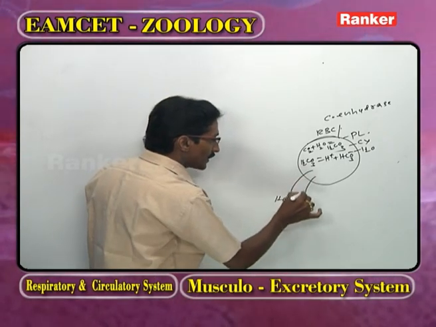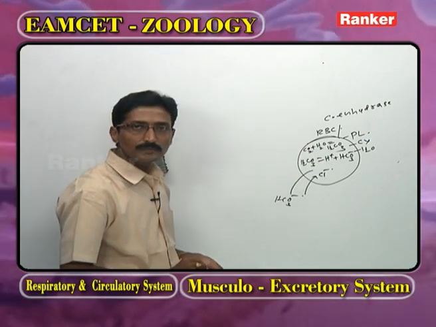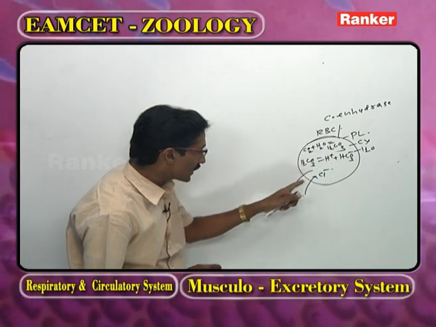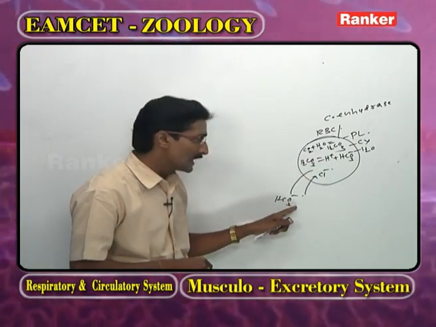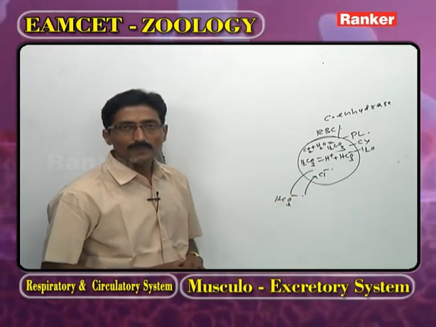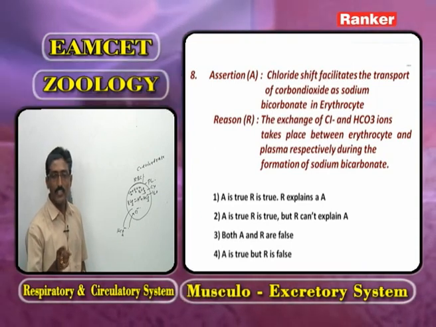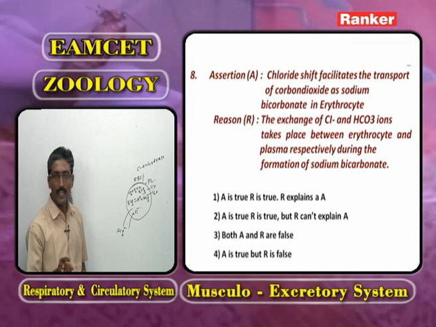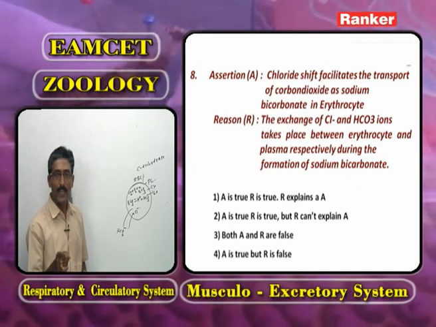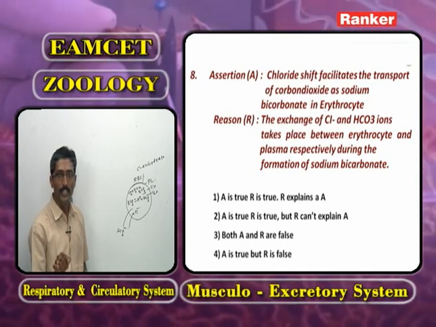Instead of that, from the plasma, the Cl minus enters into RBC. That is the chloride shift. First of all, from the RBC, HCO3 comes out. Later, Cl minus enters into the RBC. Here, you observe the reason. Exchange of Cl minus and HCO3 minus takes place between RBC, that means erythrocyte, and plasma respectively. You observe here the word respectively.